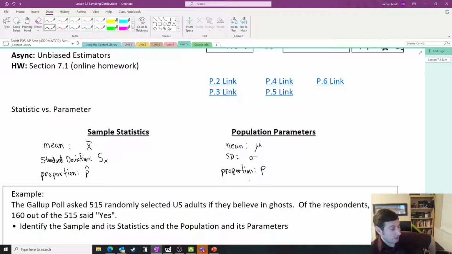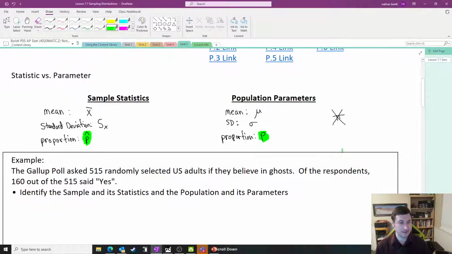Every good rule has an exception. We can't use the Greek letter p for proportion. It's taken. Here's the Greek letter p: pi. Math already took that for other things. So we can't use the Greek letter p for proportion. That would just be confusing. So the way we distinguish that is regular p for population proportion, p hat for sample proportion.